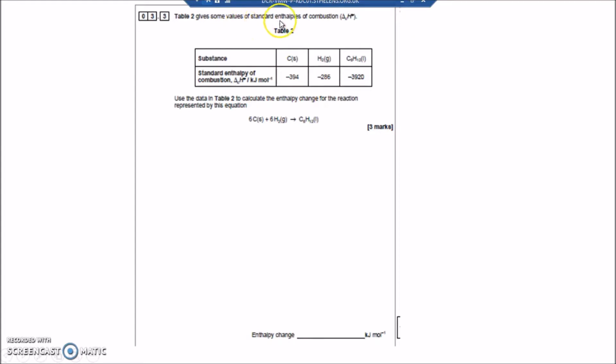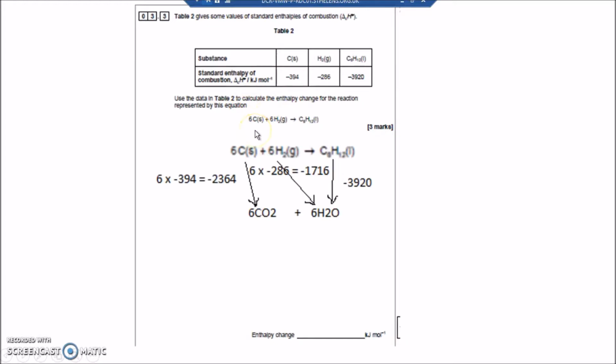Table 2 gives some values of standard enthalpies of combustion here. So I've got standard enthalpies of combustion. Use the data to calculate the enthalpy change for the reaction represented by this equation. So I need to use Hess's law here. So I've got to work out the enthalpy change for this reaction. Now the enthalpy change is independent of the route taken, so I've got some other equations here. I've got some other enthalpies of combustion, and I can come around this way, and by adding all of these together I can work out this enthalpy change.